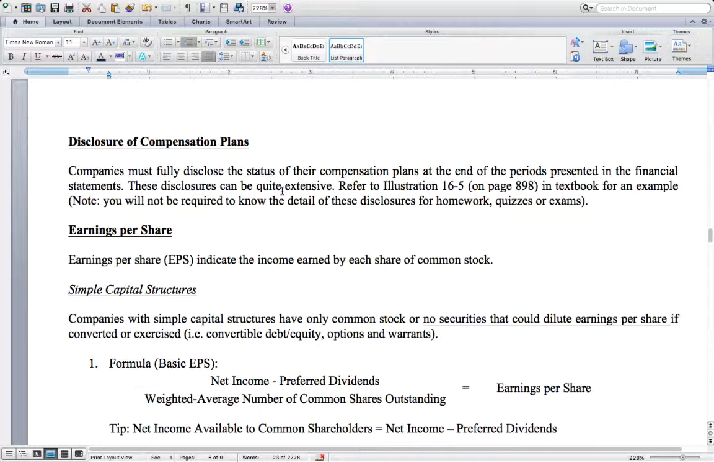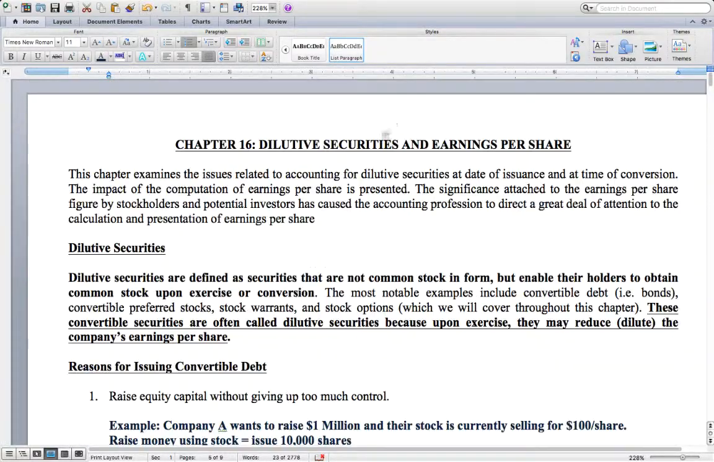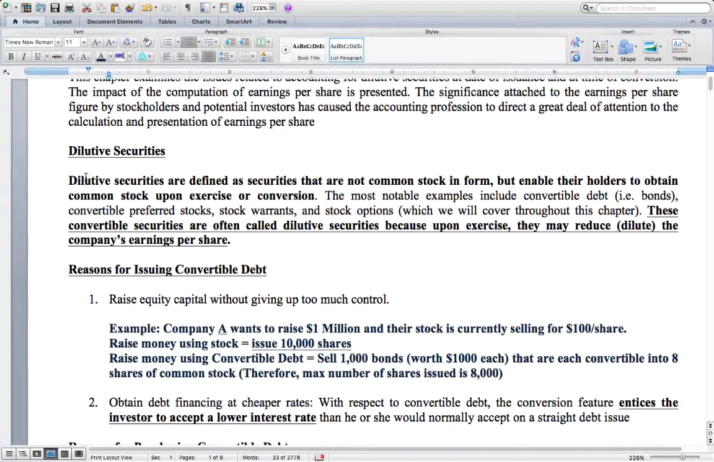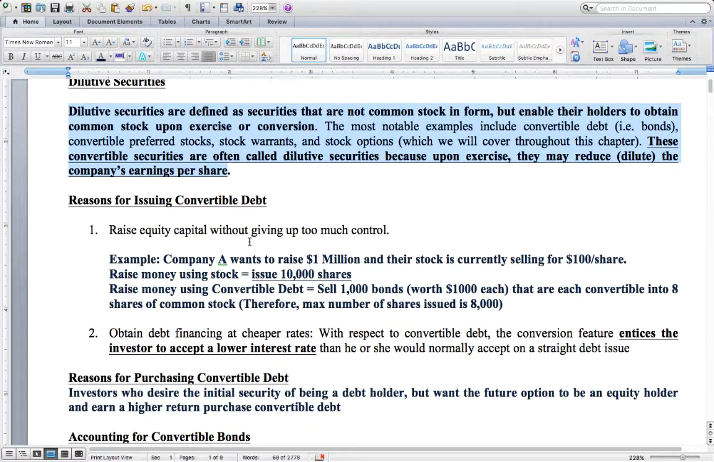That will be the end of this part of the lecture. The next lecture we will pick up with earnings per share. But before we go, I would like to give a brief recap of what we covered so far and some of the key things to note. First, focus on dilutive securities and what they represent, and why they are referred to as dilutive securities.